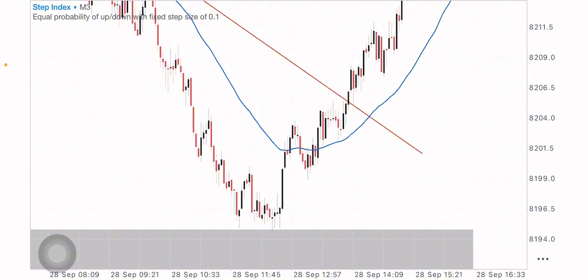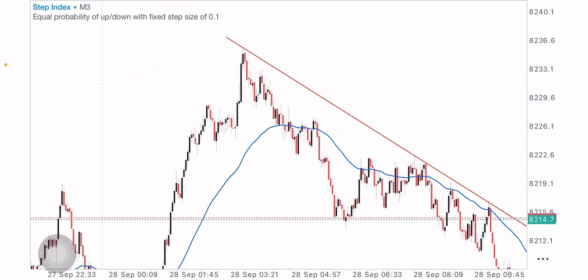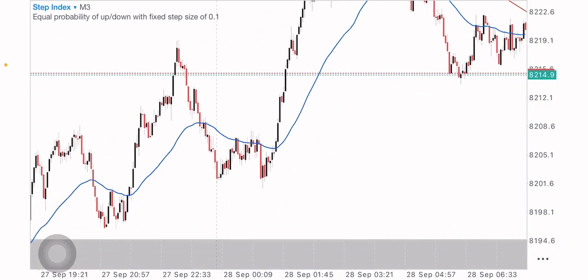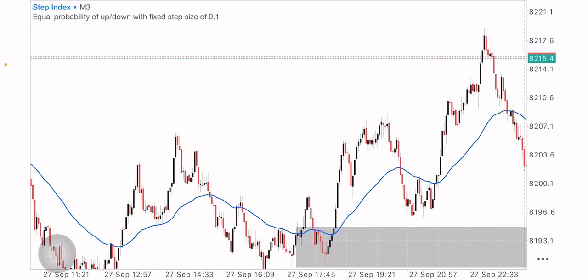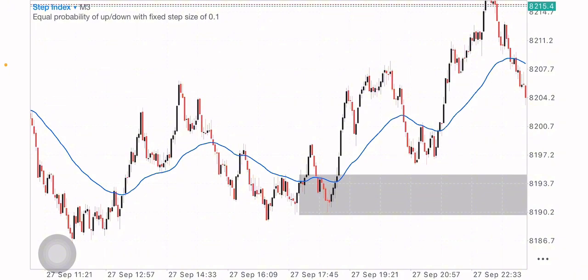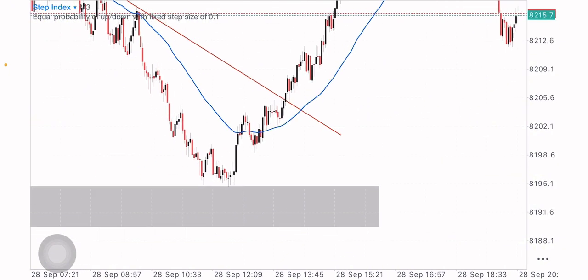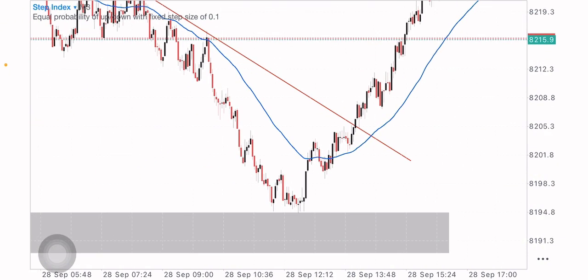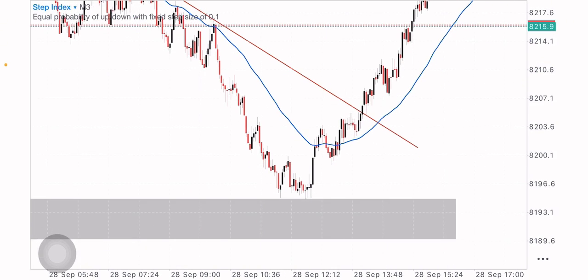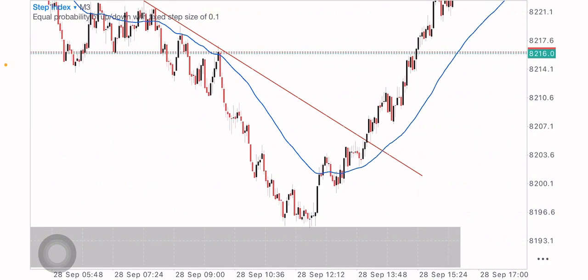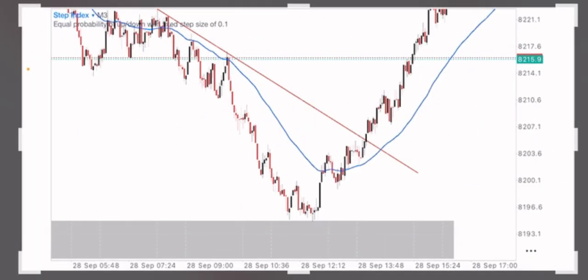Alright, so this is actually step index. We are going to be looking for examples of the patterns to anticipate a trend reversal as listed earlier. Here we have a double bottom, which is one of the examples we listed earlier. So we have a double bottom right here. Look at this, this is a double bottom.